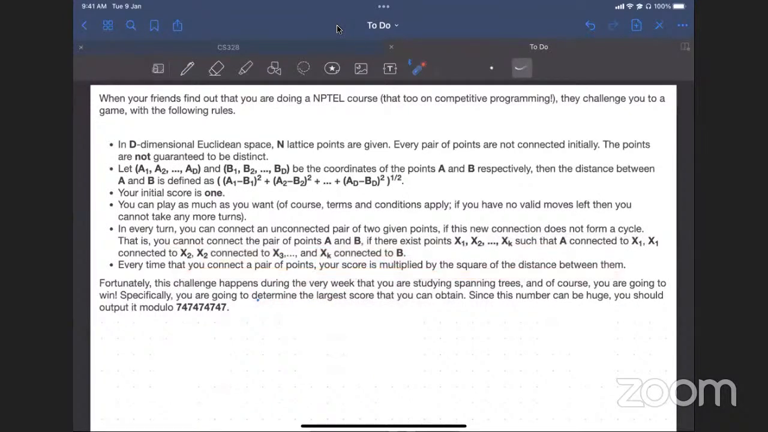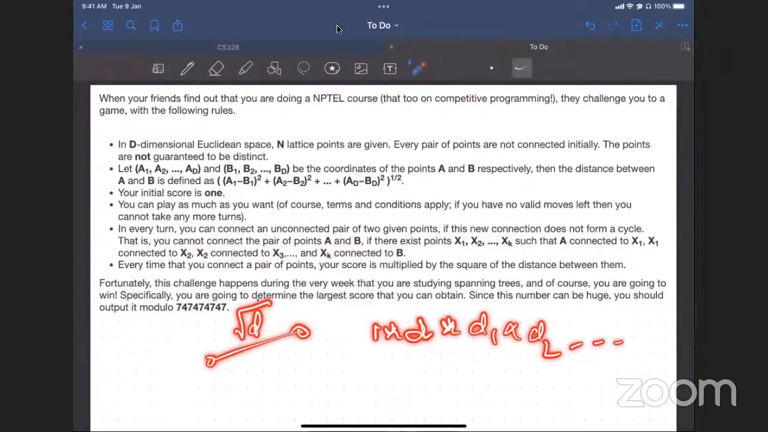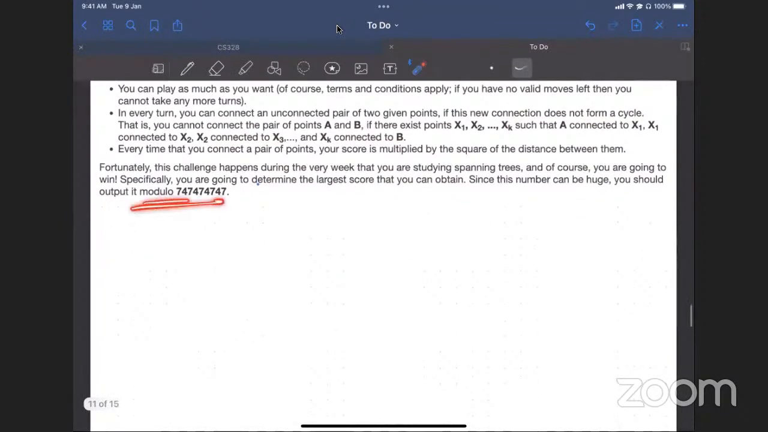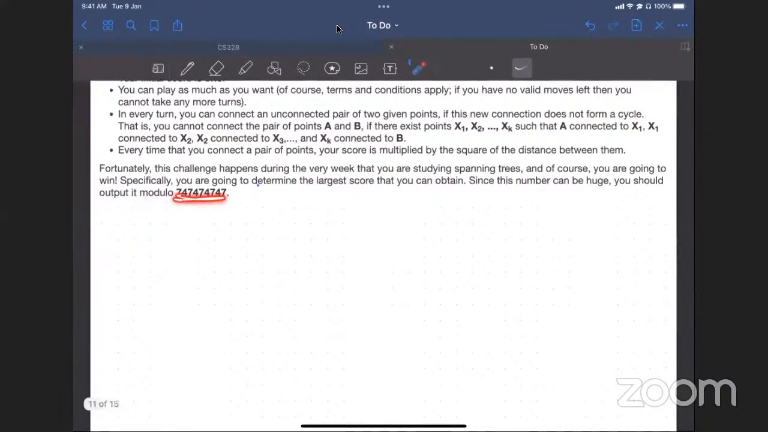So your score is basically 1 times the square of distance A, then the square of distance B, and so on. And this is just the specification of the coding problem. Whatever you do, this number has to get smaller.